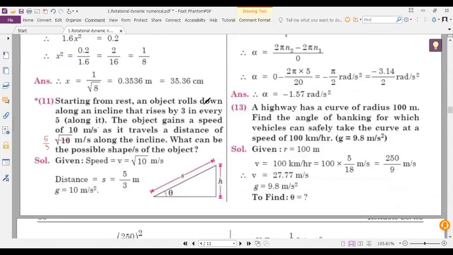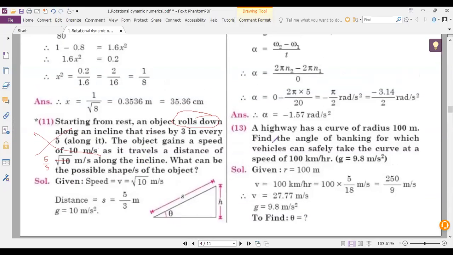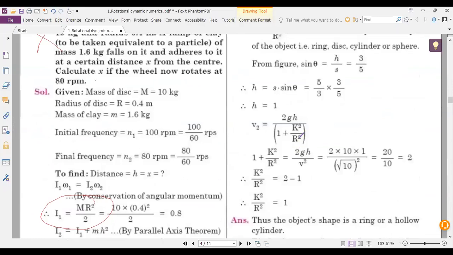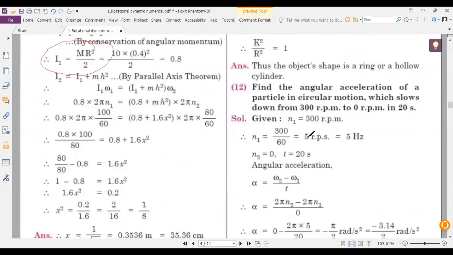Starting from rest, an object rolls down. Now, the words roll down show that this question is removed from your board exam. So we don't need to calculate this question either. Now we are coming to the next question, question number 12.